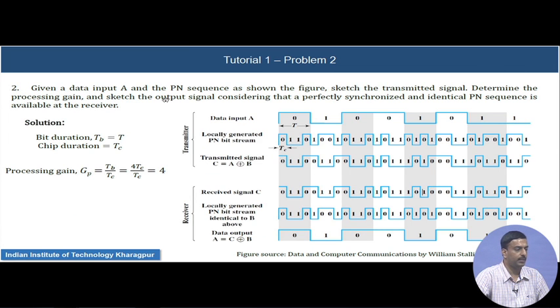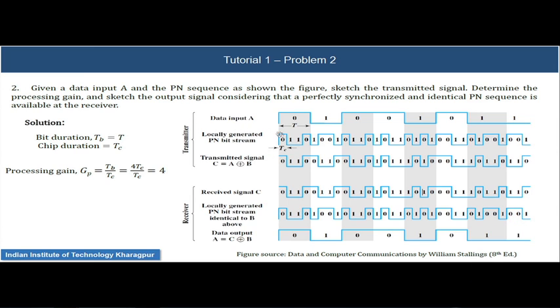In problem 2, we are given an input data as we see in this figure, and we have a locally generated PN sequence. Now we need to find out the processing gain in the first place, and we also need to sketch the output signal, assuming that the same locally generated PN bit stream at the transmitter is also available at the receiver, and moreover this stream is perfectly synchronized without any delay.